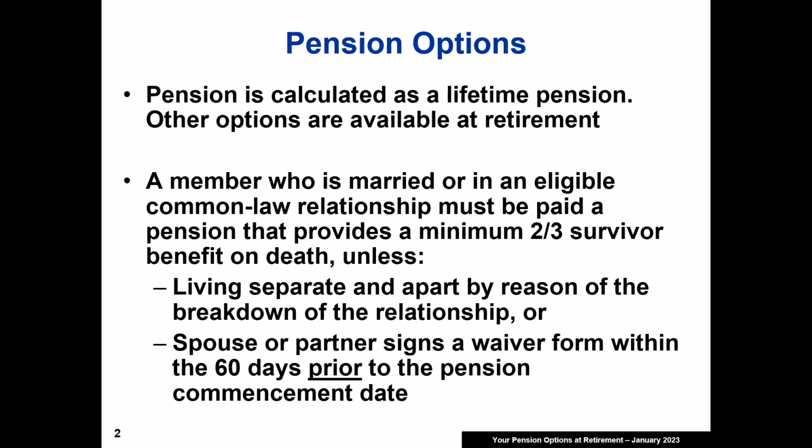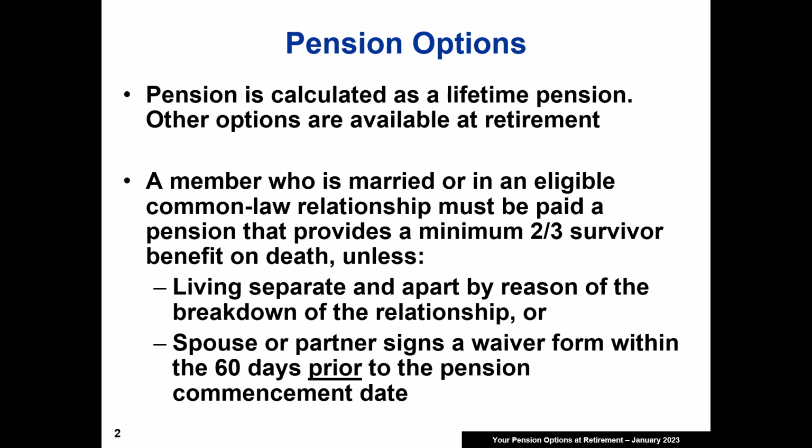A member who is married or in an eligible common law relationship must be paid a pension that provides a minimum 2/3 survivor benefit on death, unless they are living separate and apart by reason of the breakdown of the relationship, or their spouse or partner signs a waiver form within the 60 days prior to the pension commencement date. So Manitoba pension legislation states we have to leave at least 2/3 of our pension to our spouse or partner.